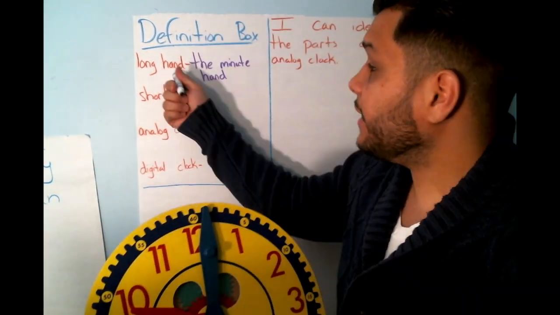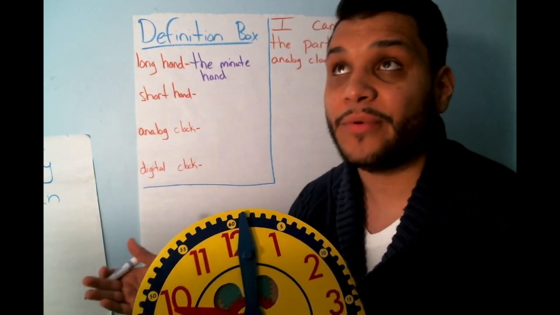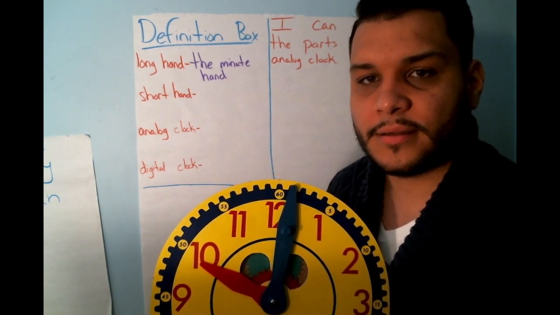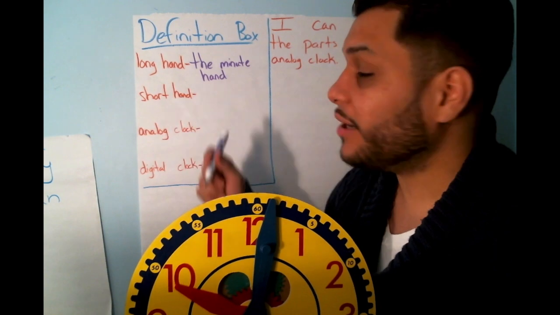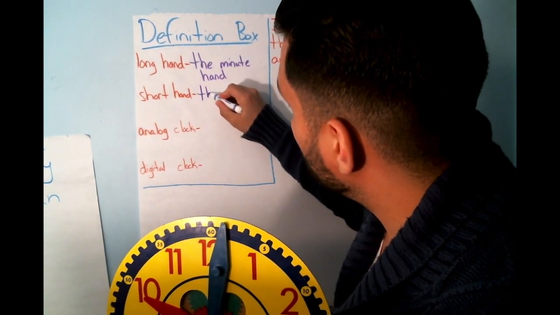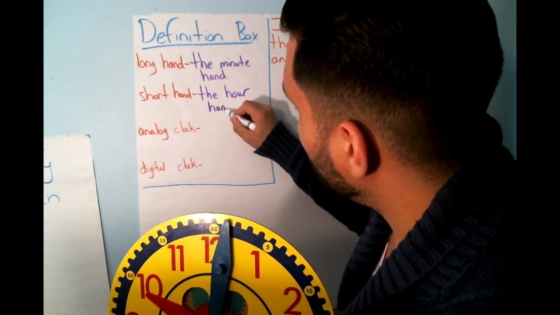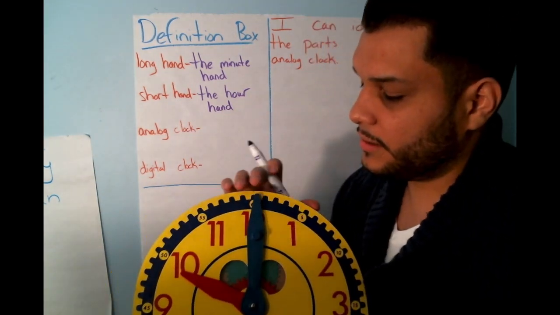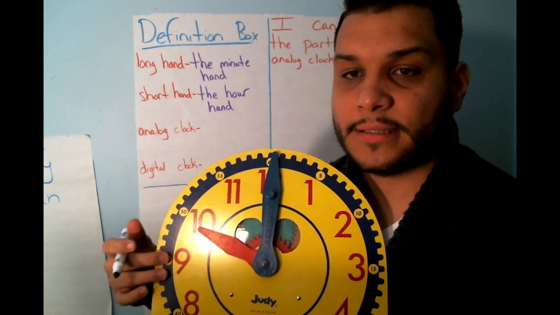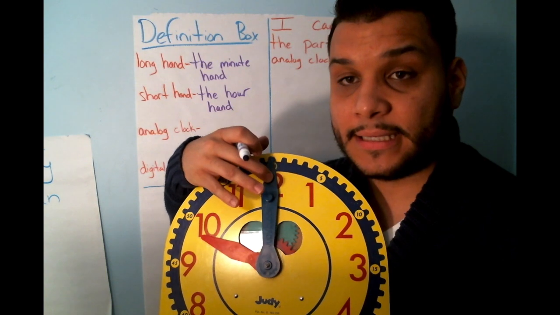So if the long hand is the minute hand, and we know that in time we need to have an hour and we need to have minutes, then what is the shorthand? Yes, the shorthand is the hour hand. So we would say the hour hand. Perfect. On our clock, we have two hands. The hour hand is the short one. The minute hand is the long one.